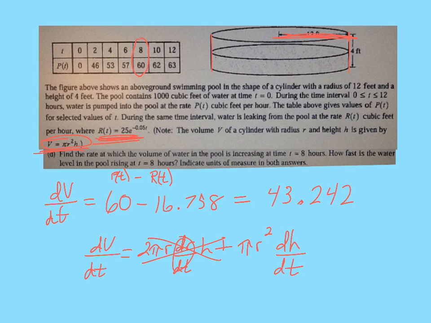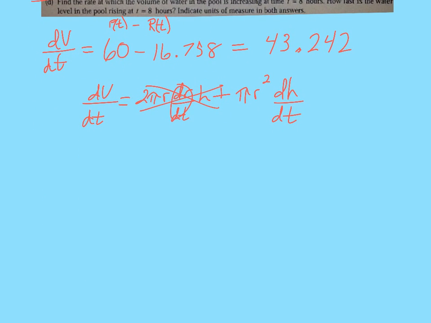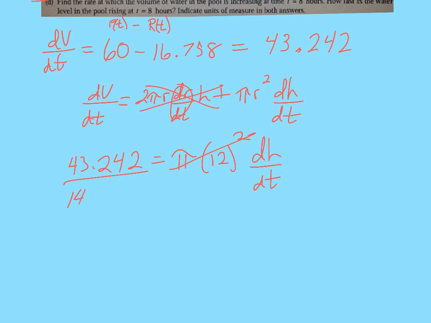I'm going to slide all of this up here. So now we're working with dV/dt. We just figured out at 8 hours it is 43.242. The radius of the pool is always 12. Let's figure out what is the rate of change for the height of the pool. And this is now a calculator. I'm going to take all of that and divide by 144π.